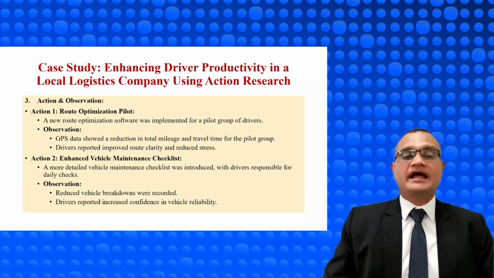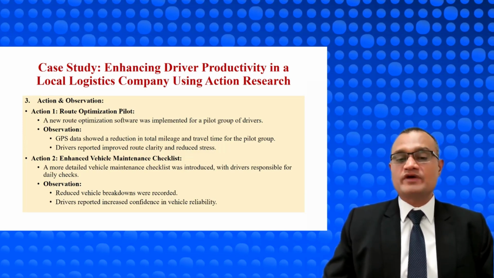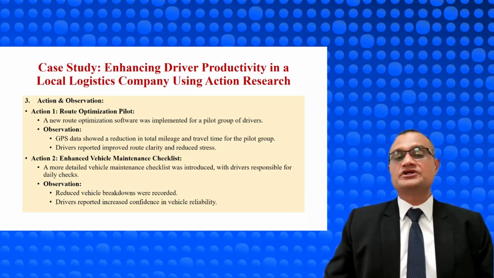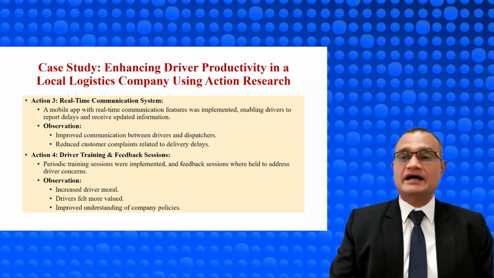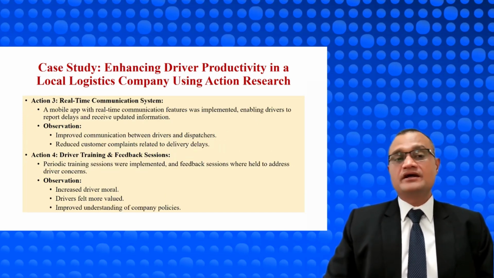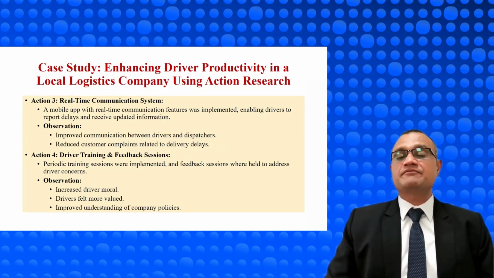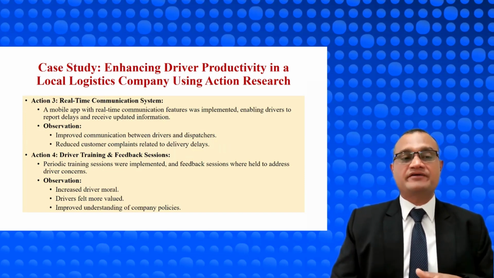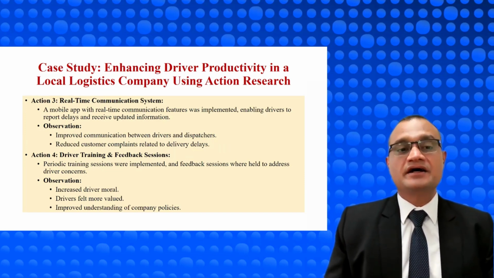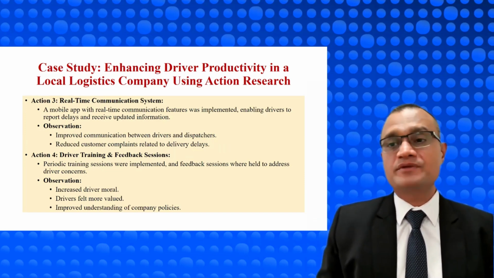Action 2, enhanced vehicle maintenance checklist. So a more detailed maintenance checklist was introduced with drivers responsible for daily checks, reduced vehicle breakdowns, and improved the driver's confidence in the vehicle reliability. Action 3, real-time communication system. A mobile app with real-time communication features was implemented, and this has enabled the drivers to report delays and receive updated information.